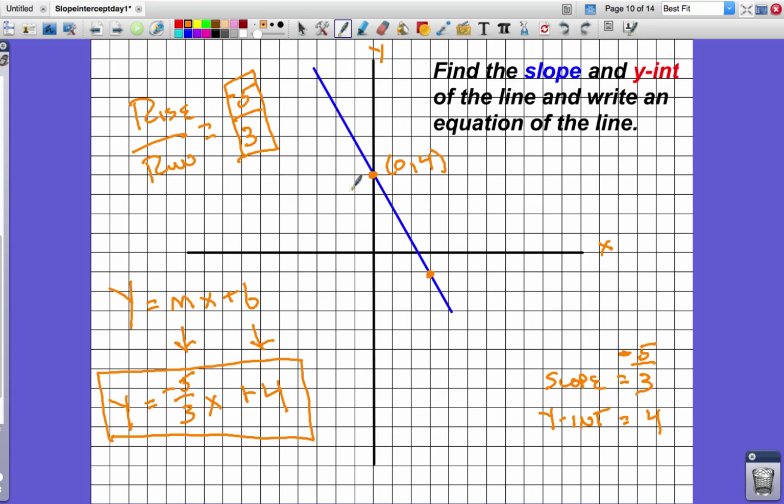My slope is my rise over my run, and I can count that on the graph just by counting the rise, how much it goes up and down, and then the run, how much it goes left and right. Once I do that, I replace my slope with m in y equals mx plus b, and I replace my y-intercept with b, and that gives me the equation of a line.